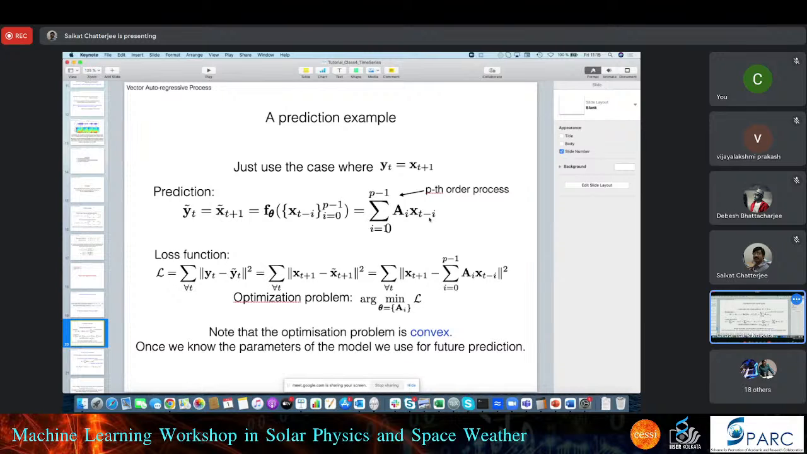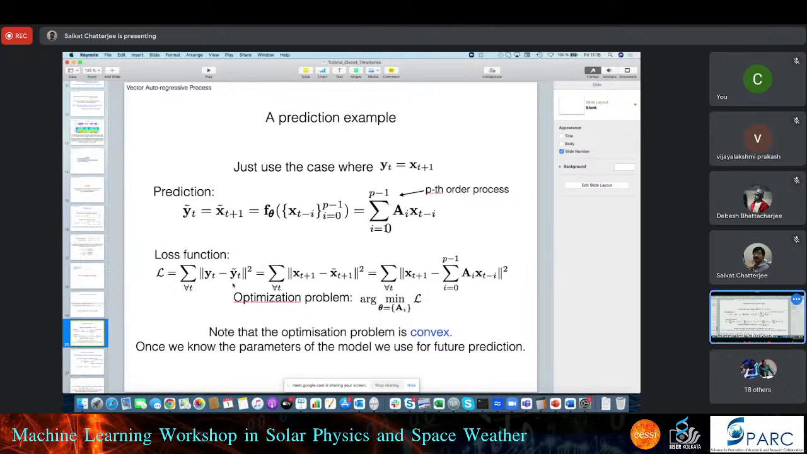Okay, so if this is the problem, then I must know these A_i values. Otherwise, I can't figure it out, right? What is this y_t tilde? This is my model, and I have to know what my A_i values are. How do I figure out those A_i values?